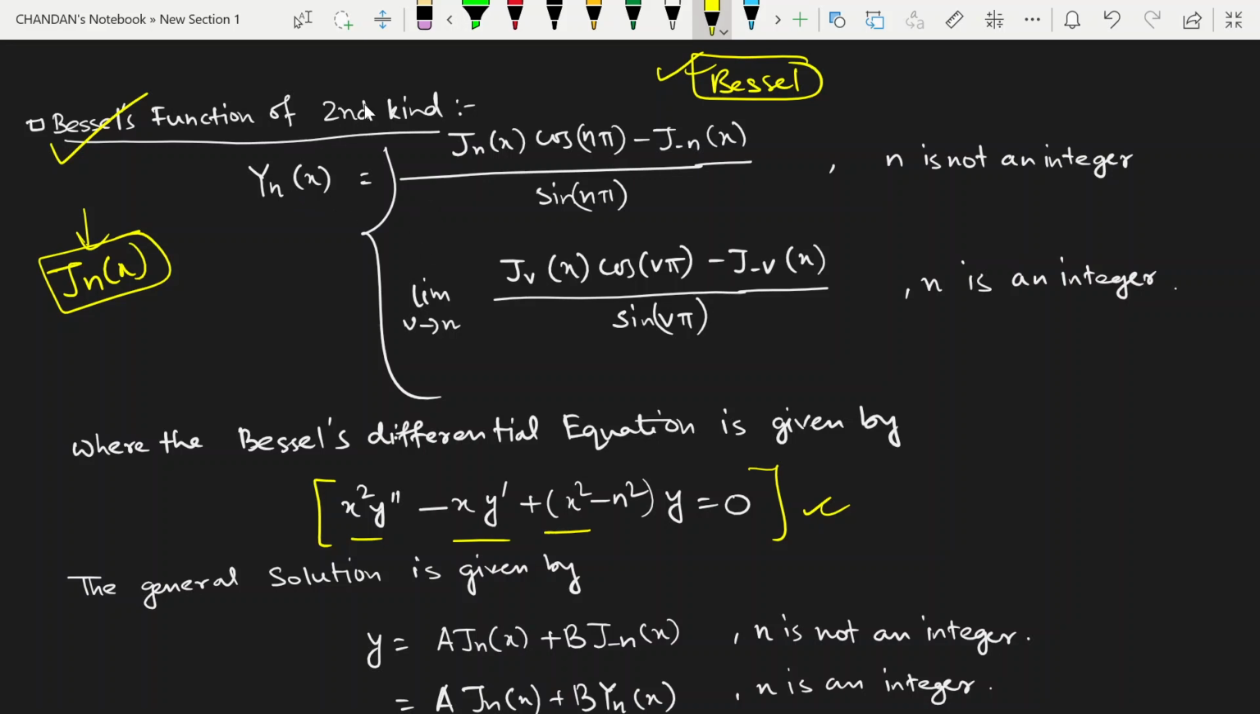The Bessel function of second kind is denoted by capital Y n x, and is defined by J n x cos n pi minus J minus n x by sin n pi, where n is not an integer. In case n is an integer, it is the limit as another variable v tends to n of J v x cos v pi minus J minus v x by sin v pi. This is the Bessel function of second kind, denoted by Y n x, which is dependent on the Bessel functions of first kind.